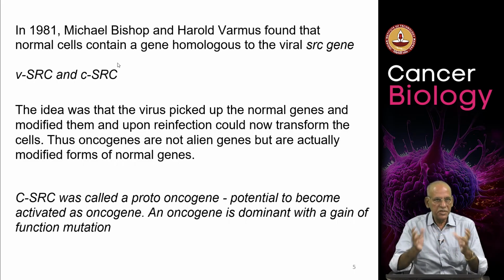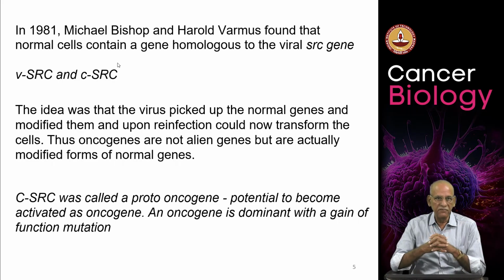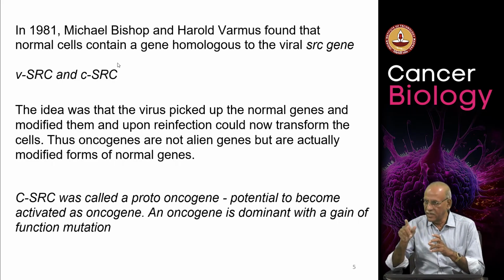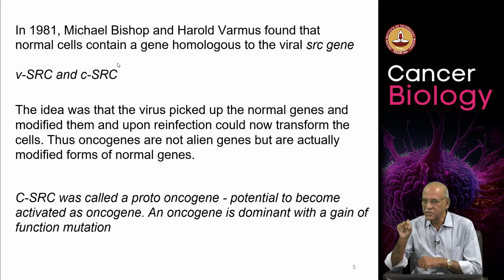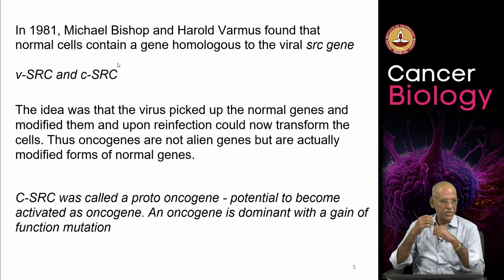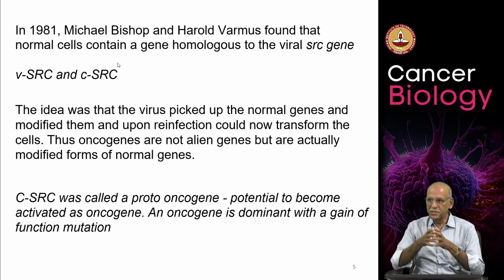So, to distinguish this, a nomenclature was given. V-SRC means viral SRC, C-SRC is cellular SRC. The C-SRC is actually a normal one, that is what we call a proto-oncogene. Proto-oncogenes are genes which are present normally, which have the potential to become oncogenes. So, they are called proto-oncogenes.